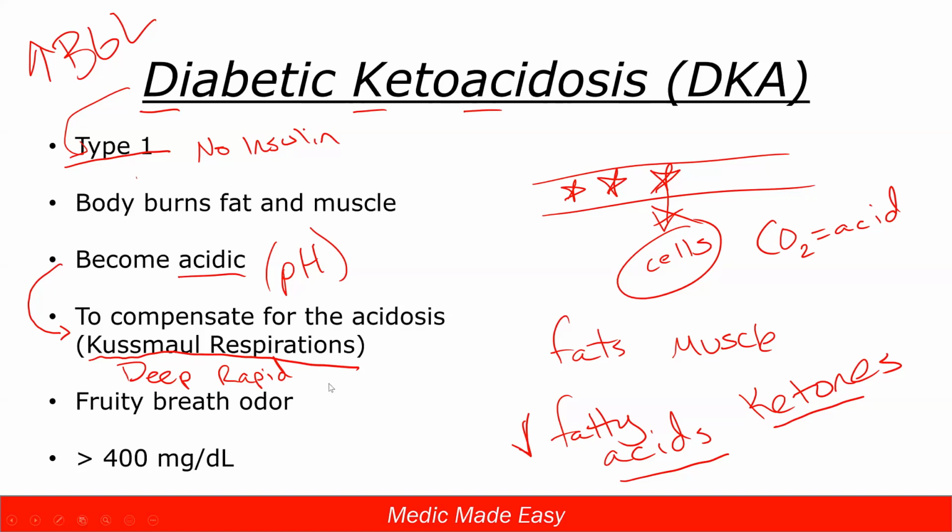Right? So that's a compensatory mechanism that the body has. The body's trying to deal with the fact that it's becoming too acidic. Another sign and symptom that can show up with the high blood sugar is this fruity breath odor.